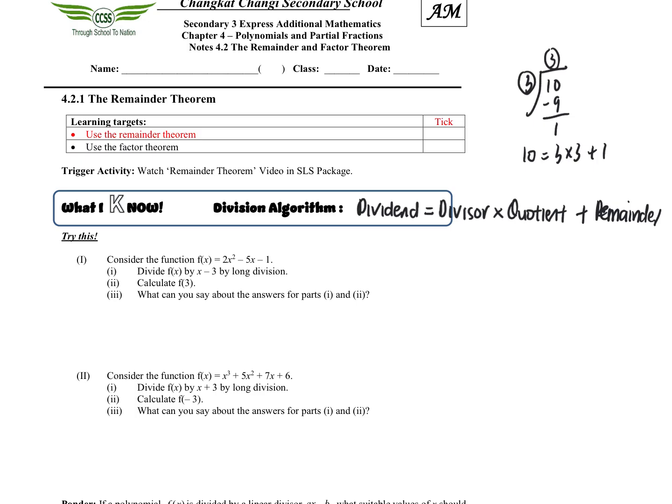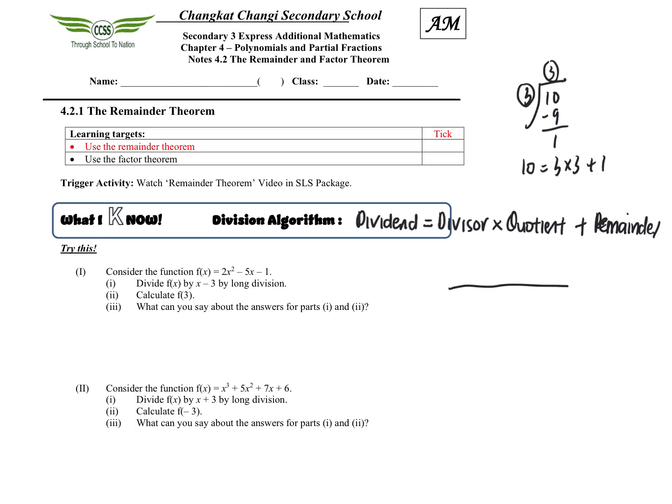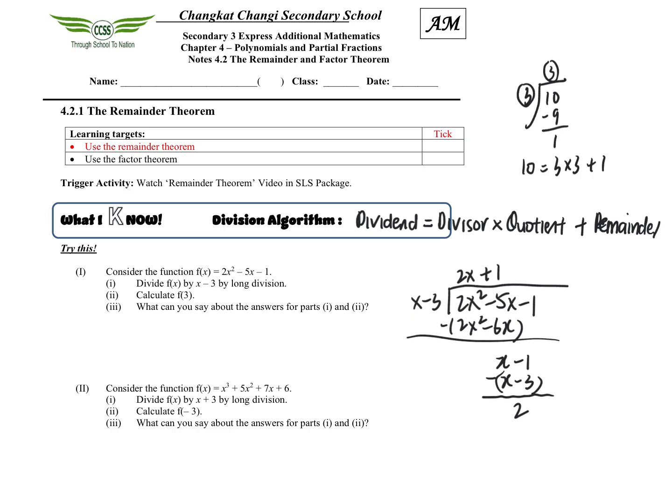If you do long division, like what you do here, very tedious and slow. So I divide by x minus 3. So I will do the dirty work for you. Okay, you don't need to do this, I do for you. So you end up having this, and then you minus 1 of it. So your remainder is 2.